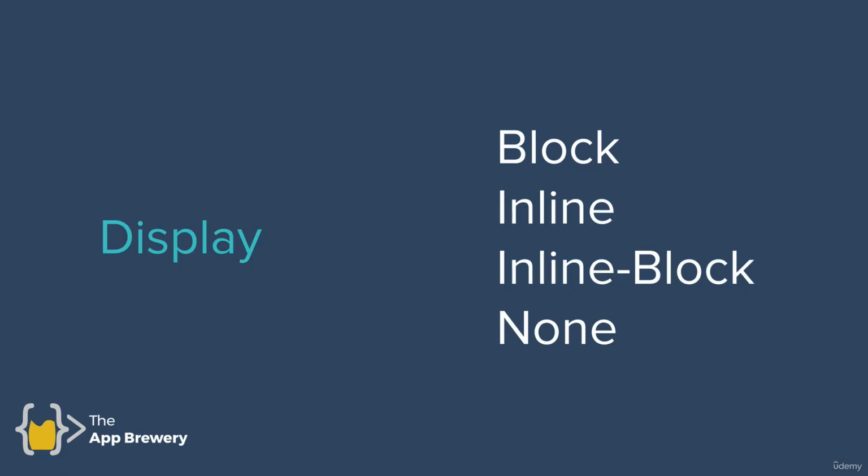So we've now covered three out of the four display values that we have access to. The last one is simply display none, and that just gets rid of our element.